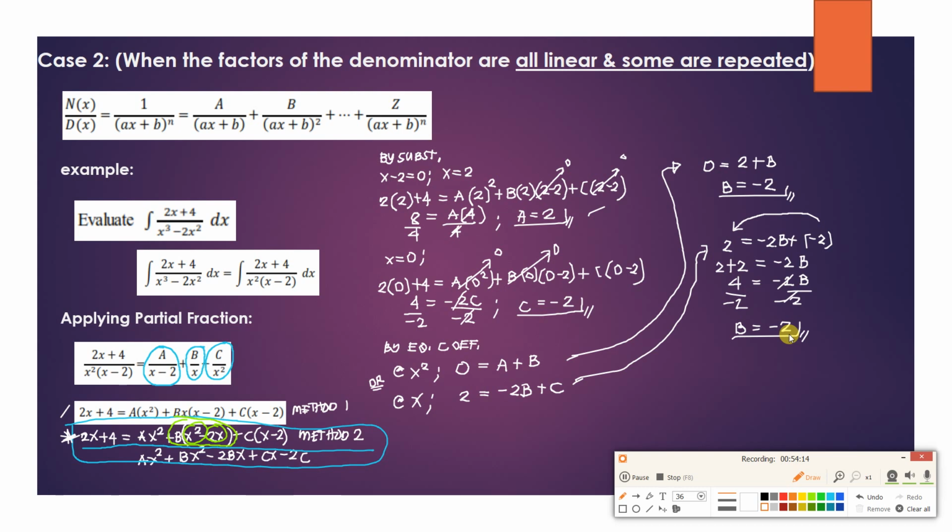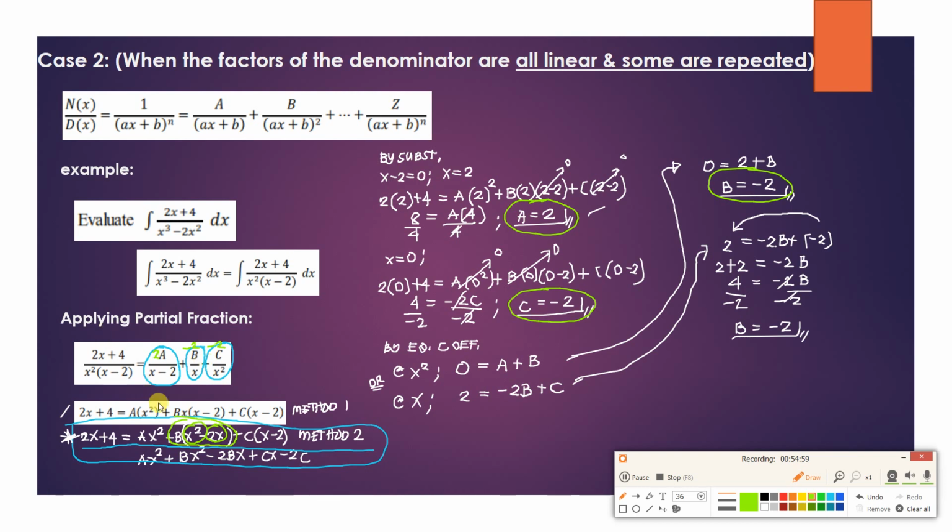So, alin sa dalawa, ha? Kaya mag-practice kayo mag-solve para masanay kayo na hindi na kayo mag-trial and error pa. Siyempre, kukunin nyo yung unang method, mas madali. Okay, so meron na tayong value for A, which is 2. Value for B, which is negative 2. And value for C, which is negative 2. So, ipapalit na natin kay A, kay B, kay C. Tapos, i-integrate na natin siya.